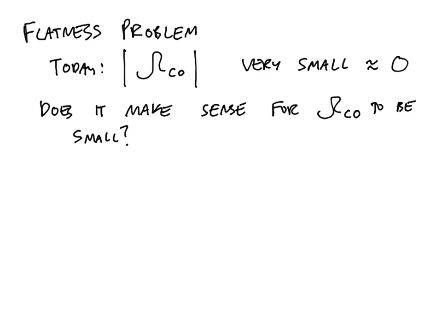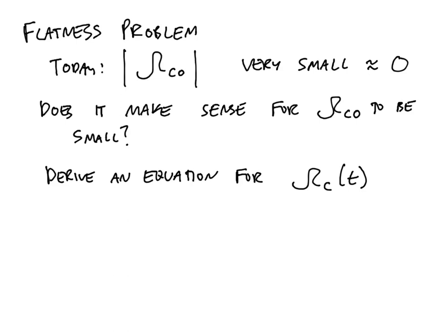What I'm going to do in particular is derive an equation for the time evolution of omega c as a function of time. This equation that I'm going to derive is going to involve all of the other omegas. Once we have that, then we'll understand what it is that is odd about this fact right here, that omega c is small now. Okay, so let's get started. What I am looking for is a nice expression for omega c dot.